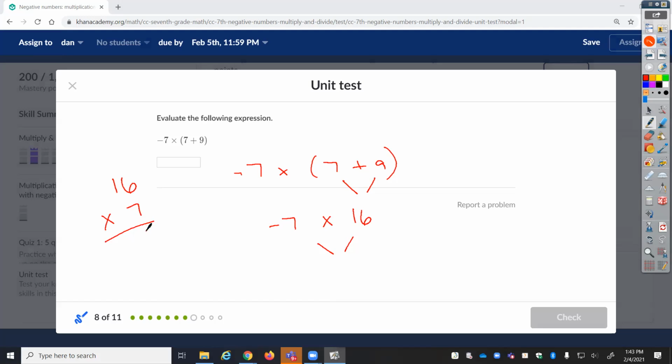What's 7 times 6? 42. Carry the 4. What's 7 times 1? 7 plus 4, 11. So this is 112. But the final question I have for you guys will be positive or negative. Negative, because you have a negative times a positive. This will give you a negative 112.